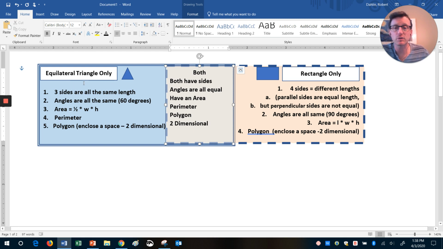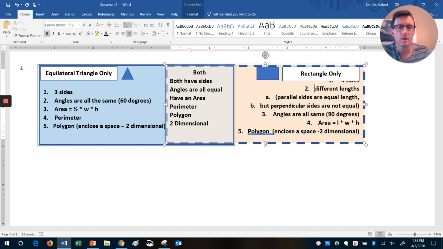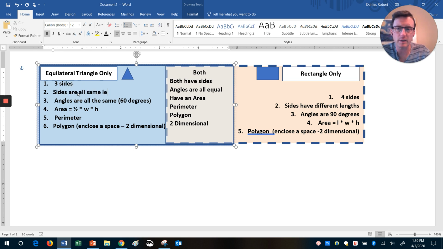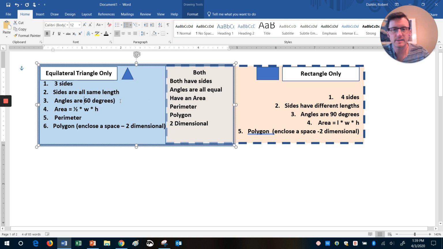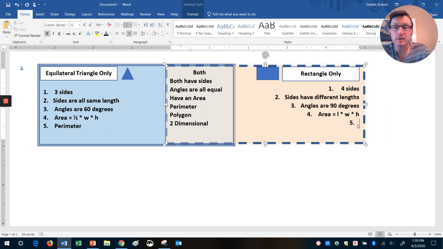Okay, so now let's look at which of these things are true for only triangles. Well, a triangle has 3 sides, where a rectangle has 4 sides. Okay. In a rectangle, the sides have different lengths. Okay, I'll get rid of this stuff because I think we understand what that means. In a rectangle, the angles are 90 degrees. So I'm going to put this here. Sides are all same length. In a triangle, the angles are 60 degrees. Okay. In a triangle, the equation for area and the equation for area in a rectangle are different, but they both have an area. Okay. They're both considered polygons, so that I'm going to take out of there. Okay. I'm going to put back here. The rectangle has a perimeter.